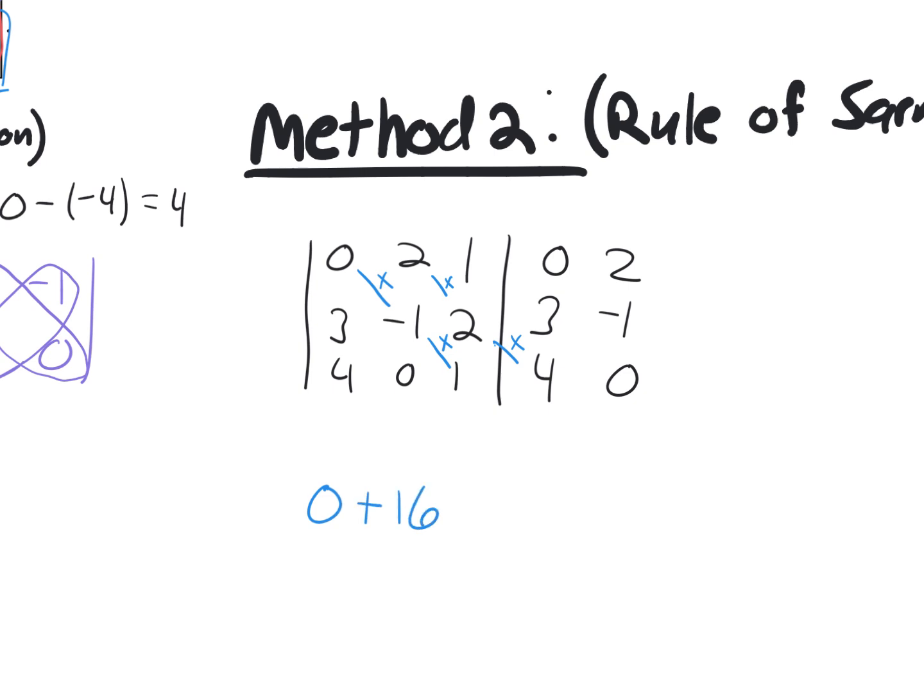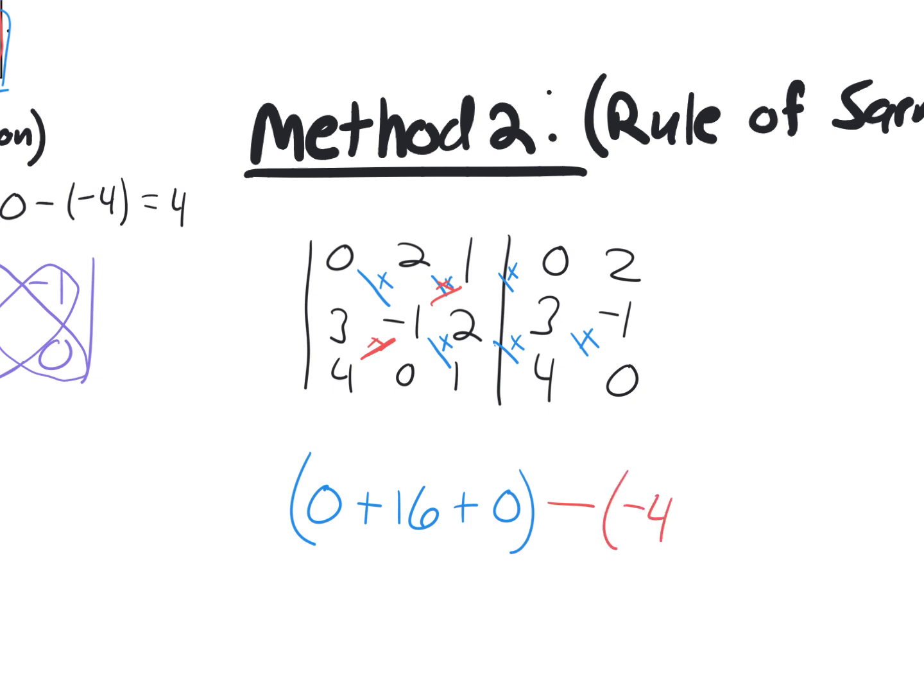Good. 0 plus 16. Plus, I forgot to mention we're adding these. 1 times 3 times 0. 0, right? So this is our first part of it. And then I'm going to do minus the same exact process with the minor diagonal. So starting at the bottom, I'm going to do a 4 times negative 1 times 1. What does that get you?